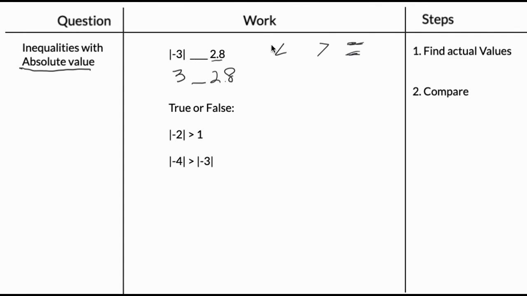Now it makes it much easier to tell us, okay, which symbol are we going to use? We know 3 is greater than 2.8. So the absolute value of -3 is greater than 2.8.